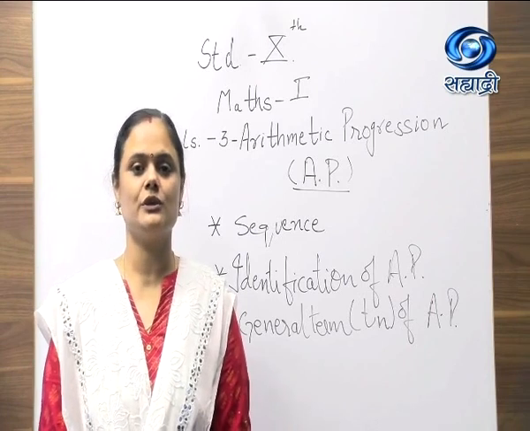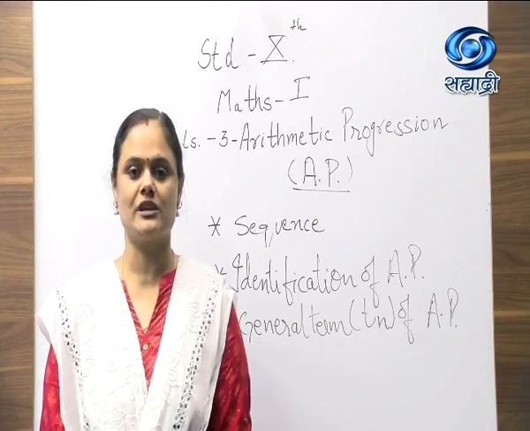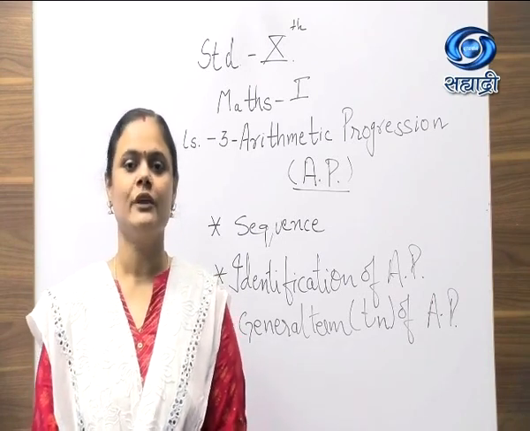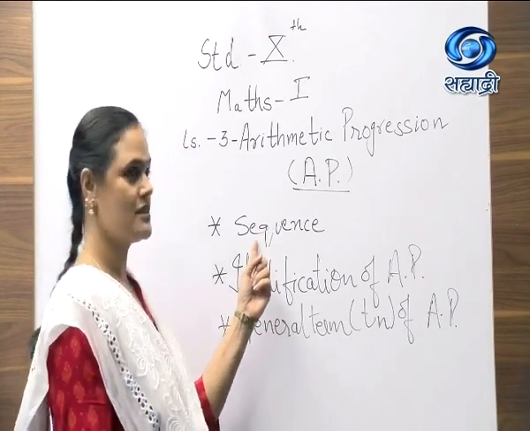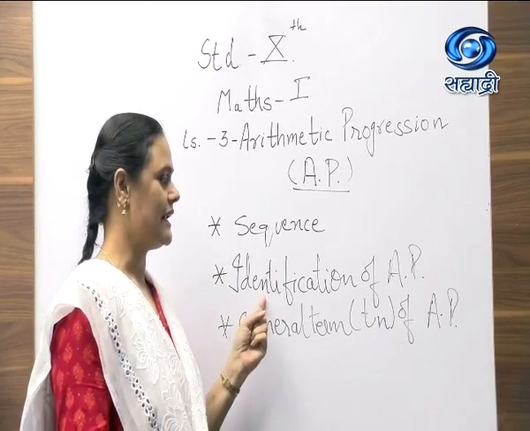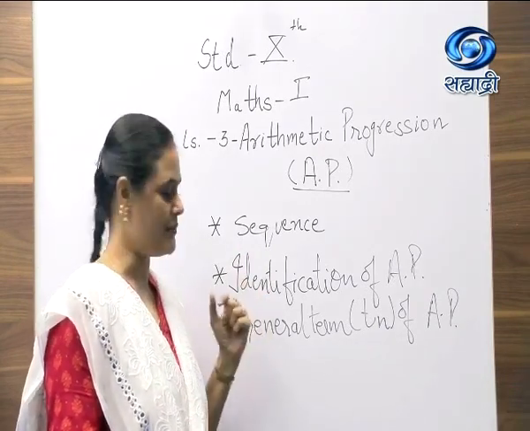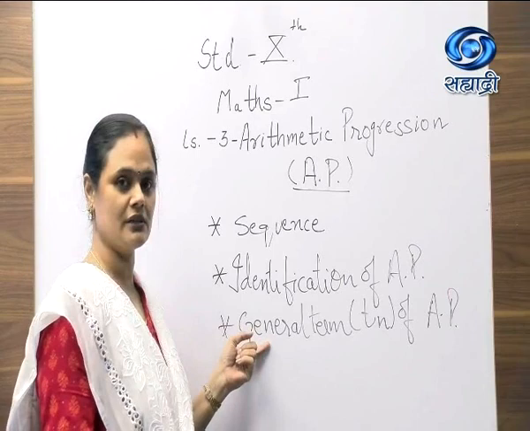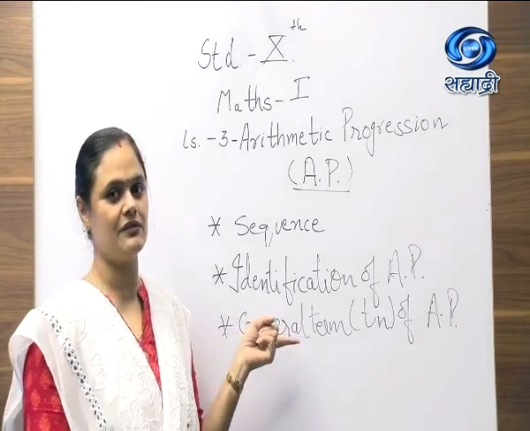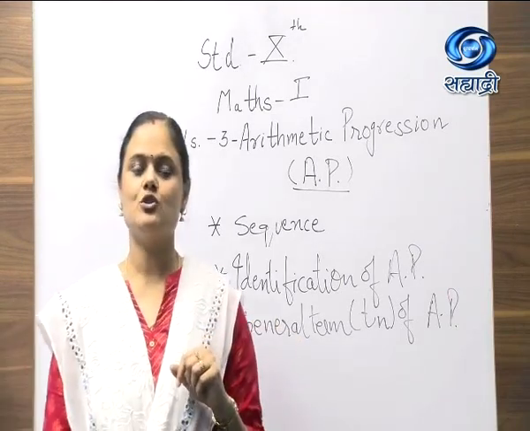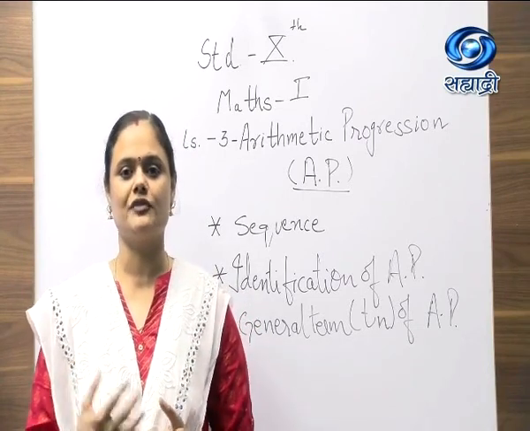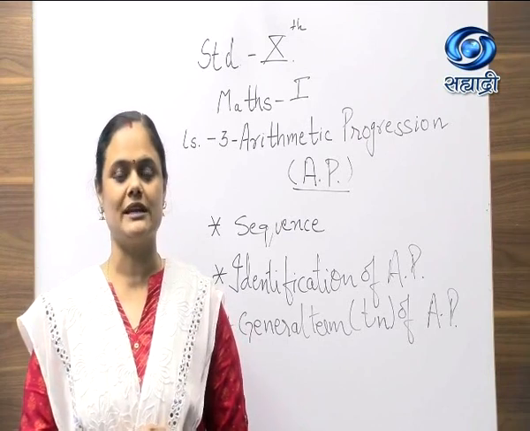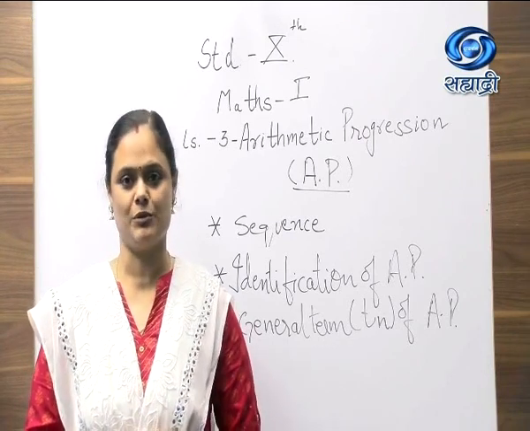We are going to continue with the second session of arithmetic progression, lesson number 3 of Maths 1. In the previous session, we had covered what is a sequence, identification of a sequence as an AP, and how to find the general term, that is Tn, of a given AP. Now we are going to move towards further concepts, that is how to find the sum of the terms of an AP, and the word problems, that is the application part of the AP.